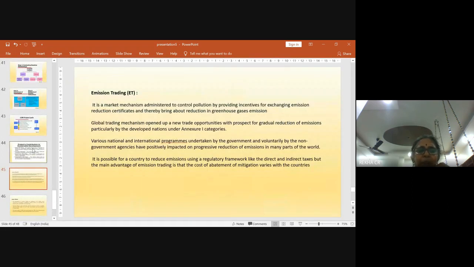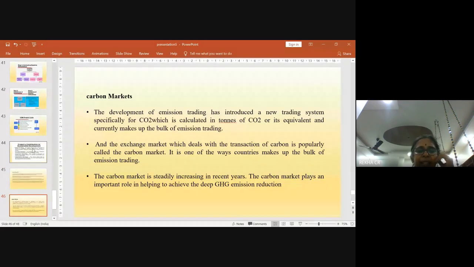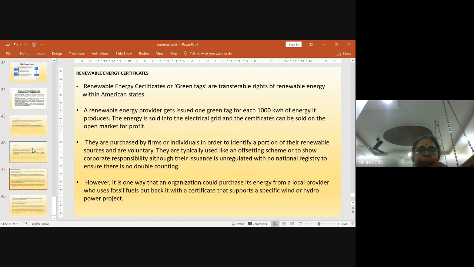So apart from CDM, you have the emission trading, where it is a new trade opportunity with respect to gradual reduction of emission, particularly by the developed nations under Annex I categories. Then the carbon market, which deals with the transaction of carbon. And it is one of the ways where the country makes up the bulk of emission trading. And renewable energy certificates, or green tags, or transferable rights for renewable energy with American states. Then a renewable energy provider gets issued 1 green tag for each 1,000 kilowatts of energy it produces.